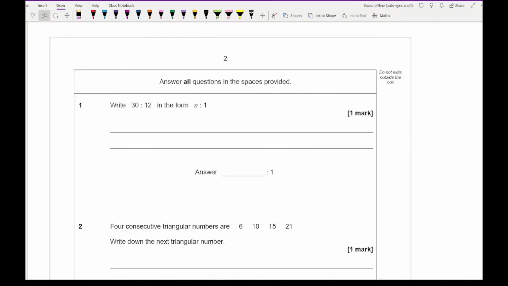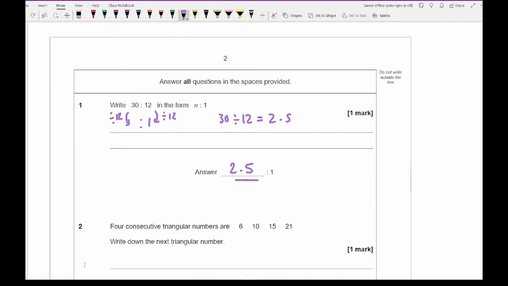So let's get started on question 1. Question 1 reads, write 30 to 12 in the form of n to 1. So what we're wanting is the second digit to equal 1. To get the second digit equal to 1, I need to divide both numbers by the number on the right. So here I'm dividing by 12, so it's going to be 30 divided by 12, which is 2.5.